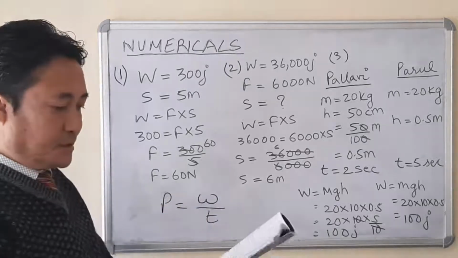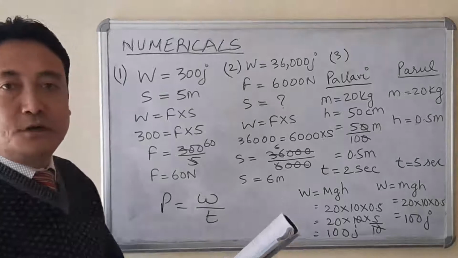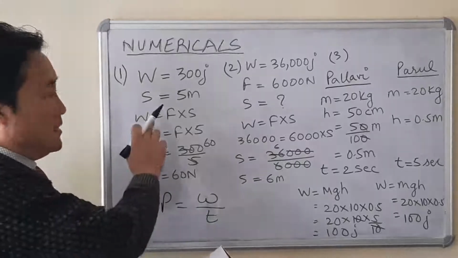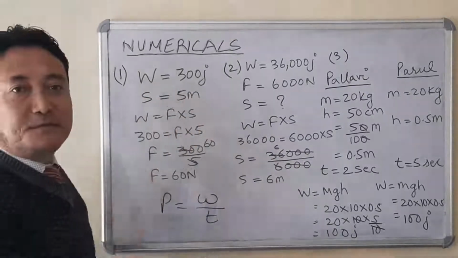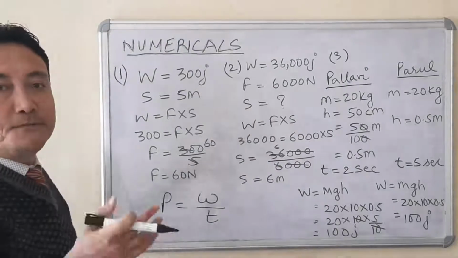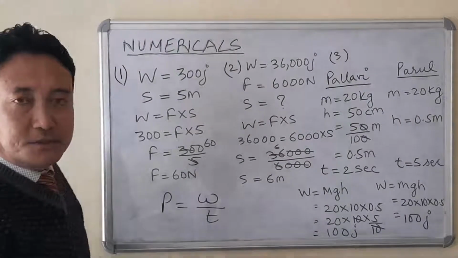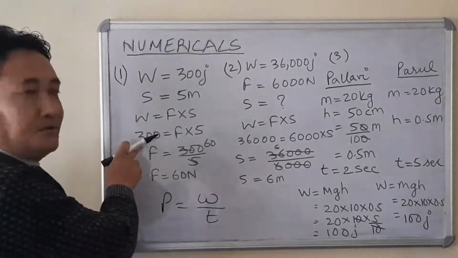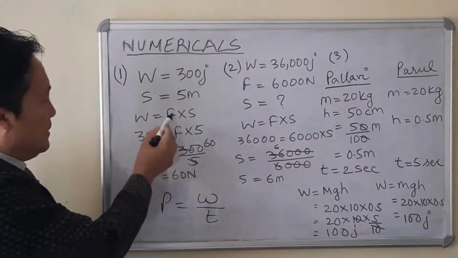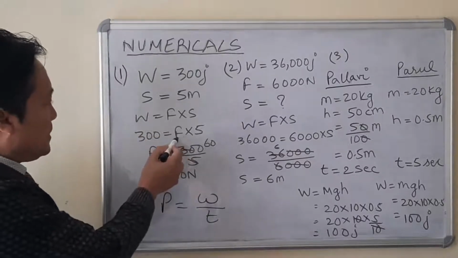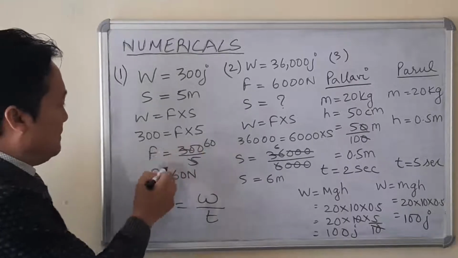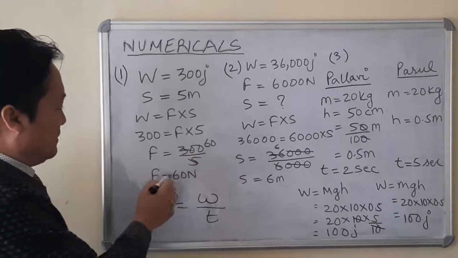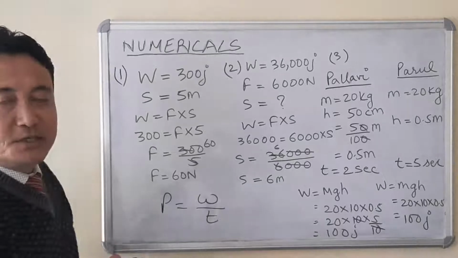you have to calculate the force when 300 joule of work is done. The work done is given, 300 joule, and the body will produce a displacement of 5 meter. Then you have to calculate force. To calculate force, you will use the formula W equals F into S. So W is given as 300, force is what you have to calculate, and distance is given here as 5. Now force equals 300 divided by 5. 5 sixes are 30 and 0 will come. Force equals 60 Newton, which is very easy.